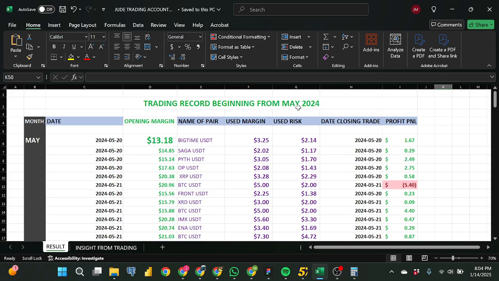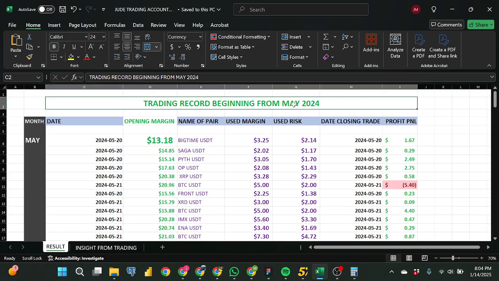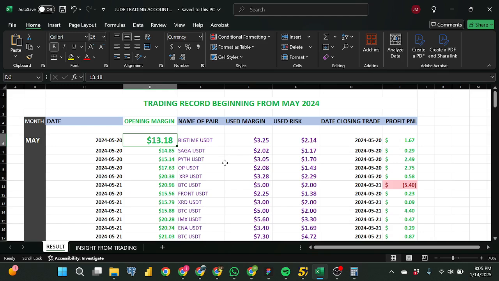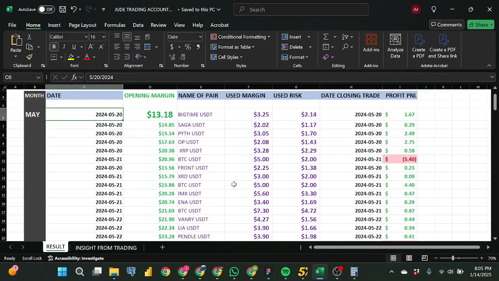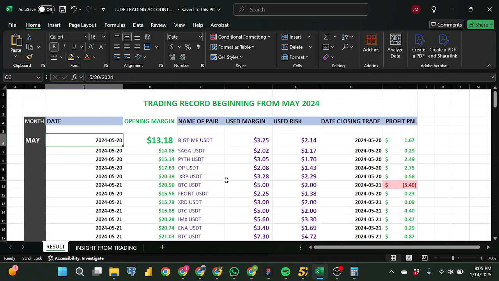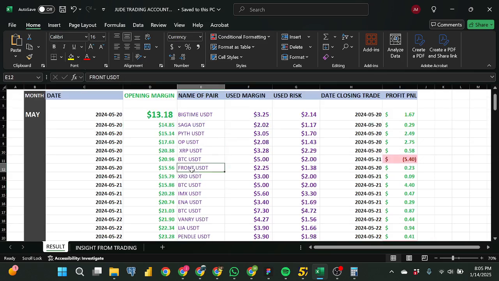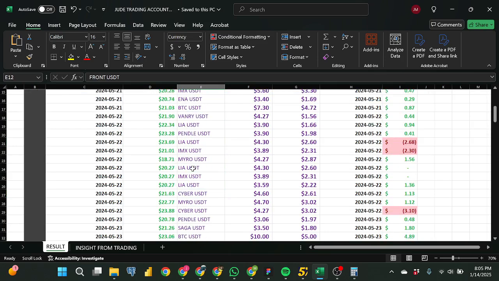Yes, so this is my trading record. Look at it. This was in May 2024. This was not when I started, but it is just one of the records. I still have other records. I was active on this particular Excel sheet. This was a kind of test. I started with $13 sometime in May, and this was my record. This was the trading pair. Bitcoin and the rest, these were all the trading pairs I was trading.